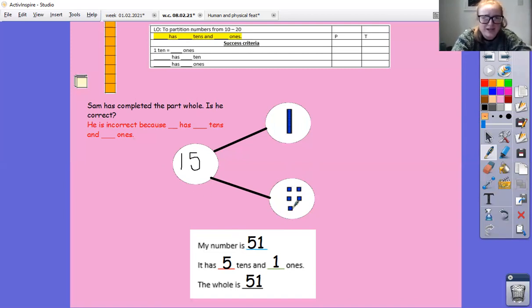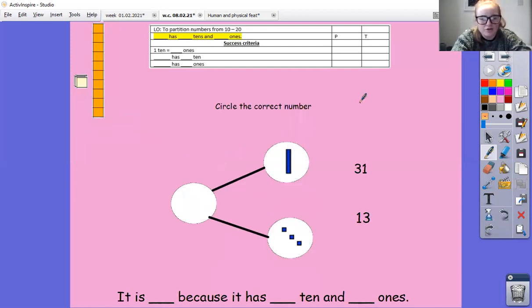Sam thought these were his tens and these were his ones, but we know that these are our tens and these are our ones. So Sam is incorrect because 15, which is the correct number, has 1 ten and 5 ones, not 5 tens and 1 one. Okay, so circle the correct number.